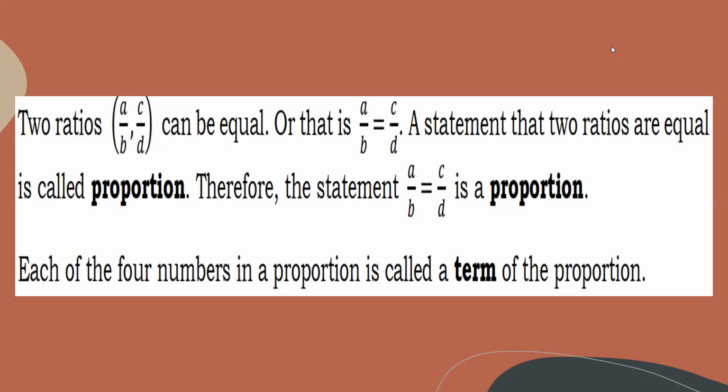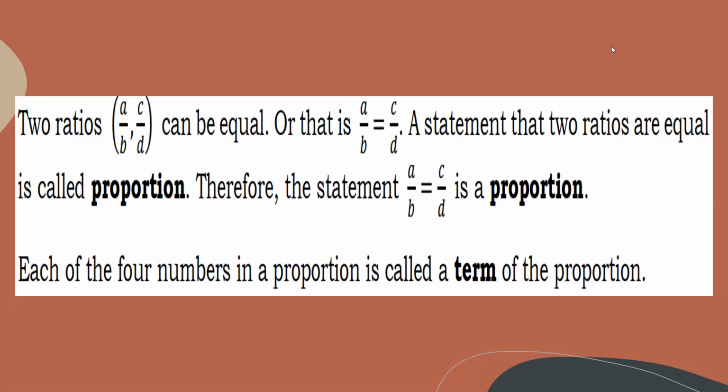Okay po, the two ratios that make it up are the ratio A over B and C over D, which can be equal, or A over B equals C over D. A statement that two ratios are equal is called a proportion. Therefore, the statement A over B equals C over D is a proportion. Each of the four terms is called a term.